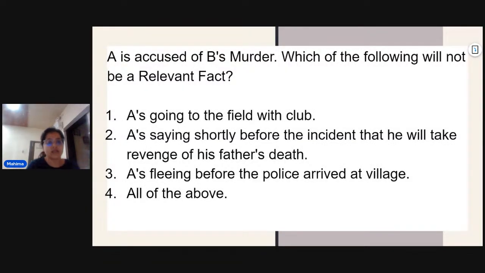Okay. A is accused of B's murder. Which of the following will not be a relevant fact? A is going to the field with a club. A is saying shortly before the incident that he will take revenge for his father's death. A is fleeing before the police arrived at the village. All of the above. Relevant fact नहीं है. A is accused of B's murder. Which of the facts is not relevant?